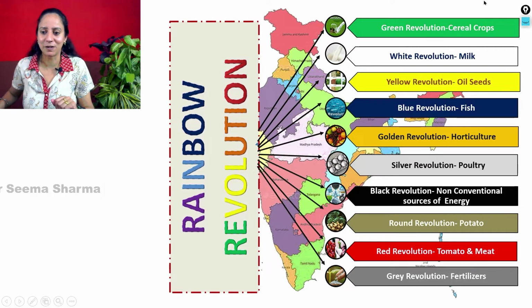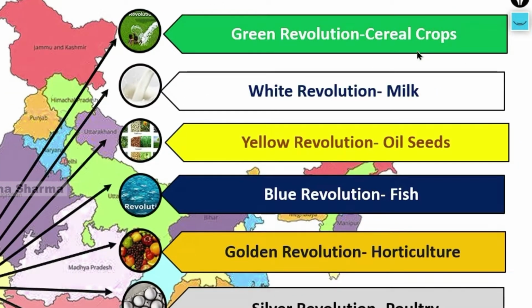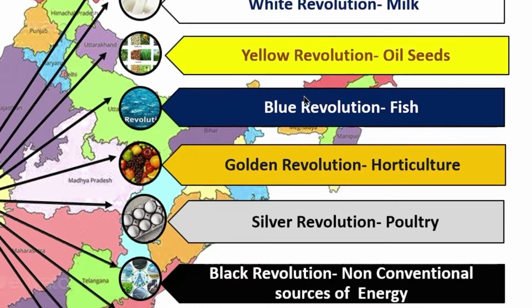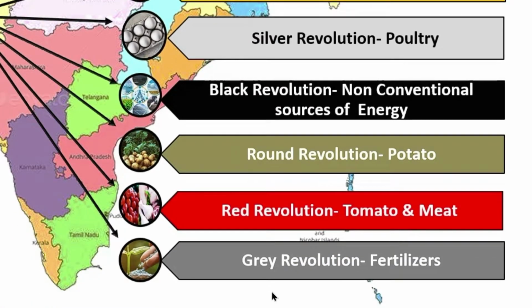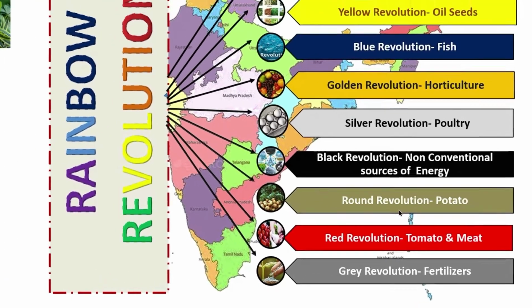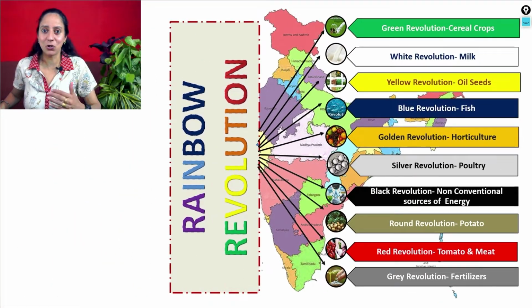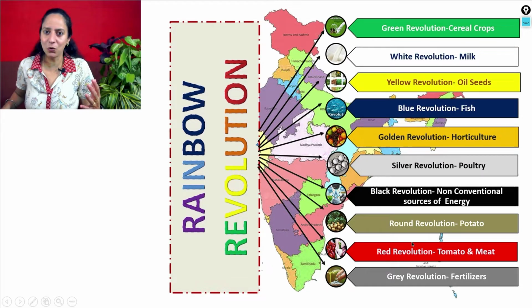rainbow of revolution. We have the green revolution, in which there was a many-fold increase in the production of cereal crops. We have the white revolution, in which we became self-sufficient in production of milk. And likewise, this slide is showing you a glimpse of the rainbow revolution, which made India not only sufficient but capable enough to export a variety of plant and animal products to a large number of countries.